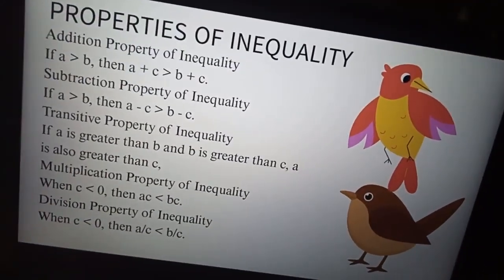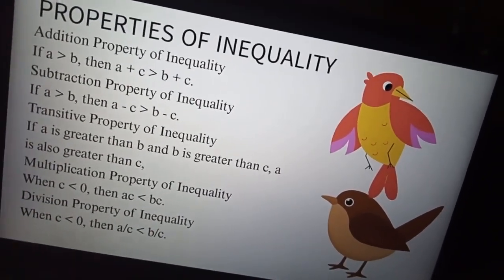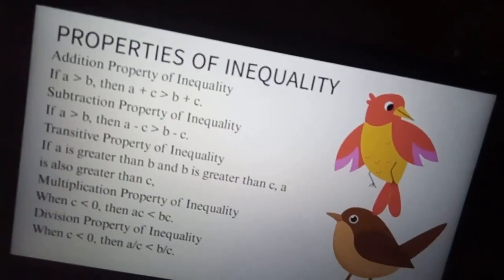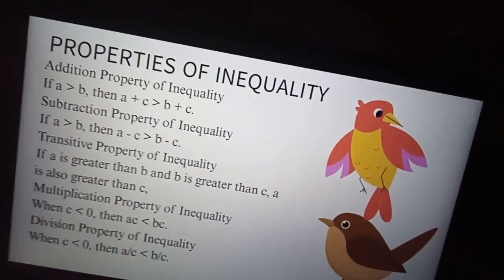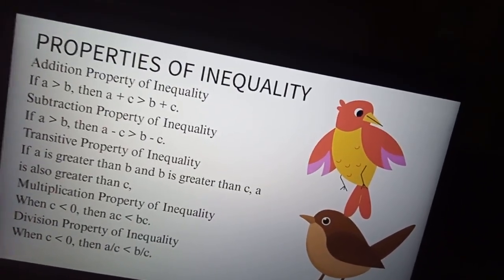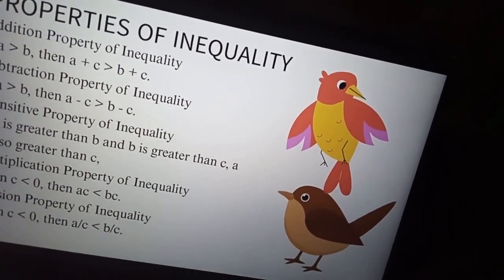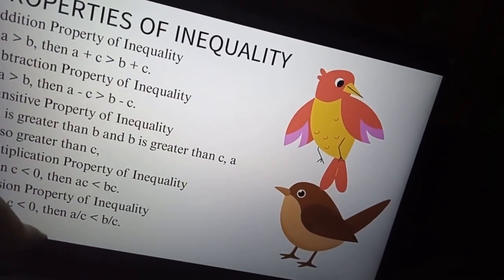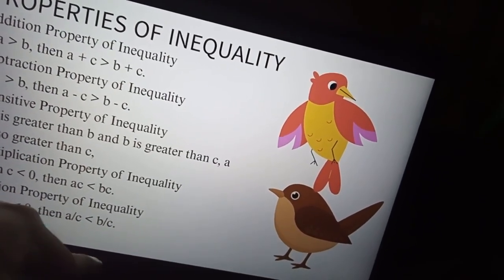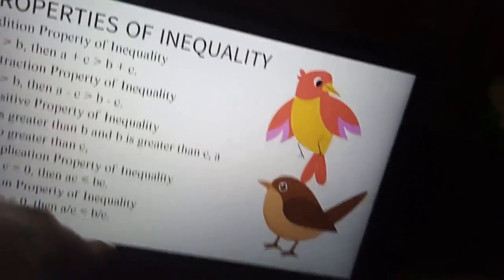Transitive property of inequality. If A is greater than B and B is greater than C, then A is greater than C. Multiplication property of inequality. When C is greater than 0, then AC is greater than BC. Division property of inequality. When C is greater than 0, then A divided by C is greater than B divided by C.